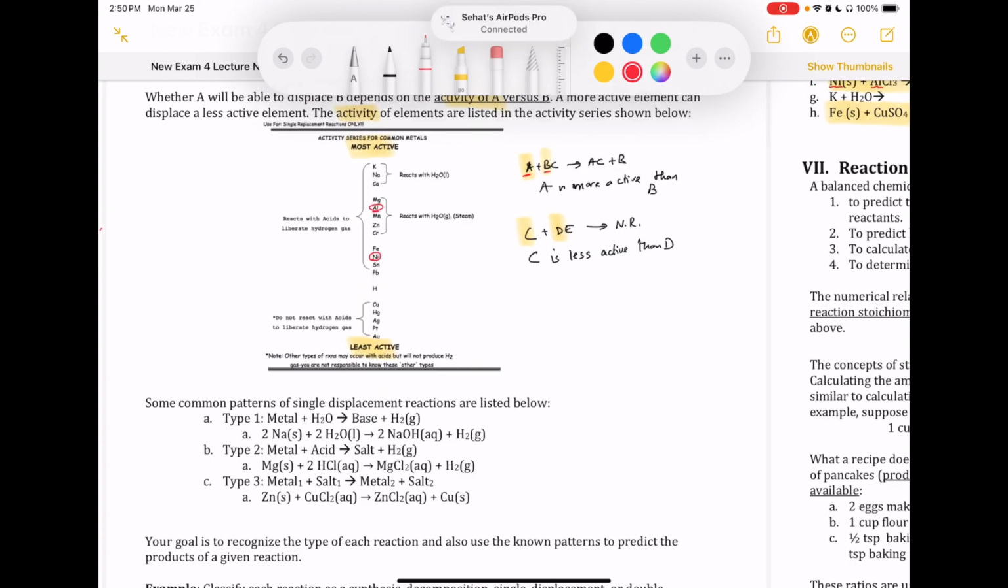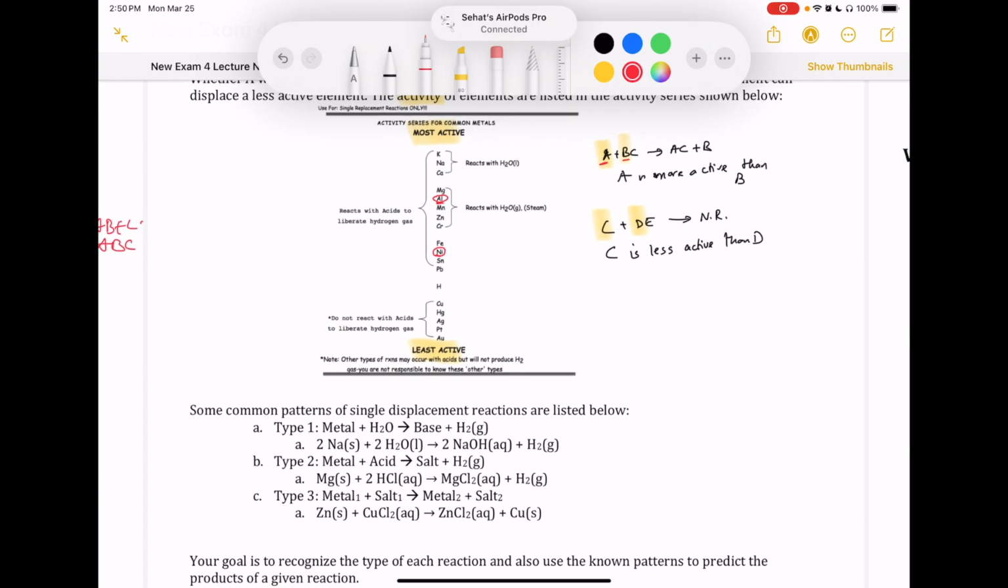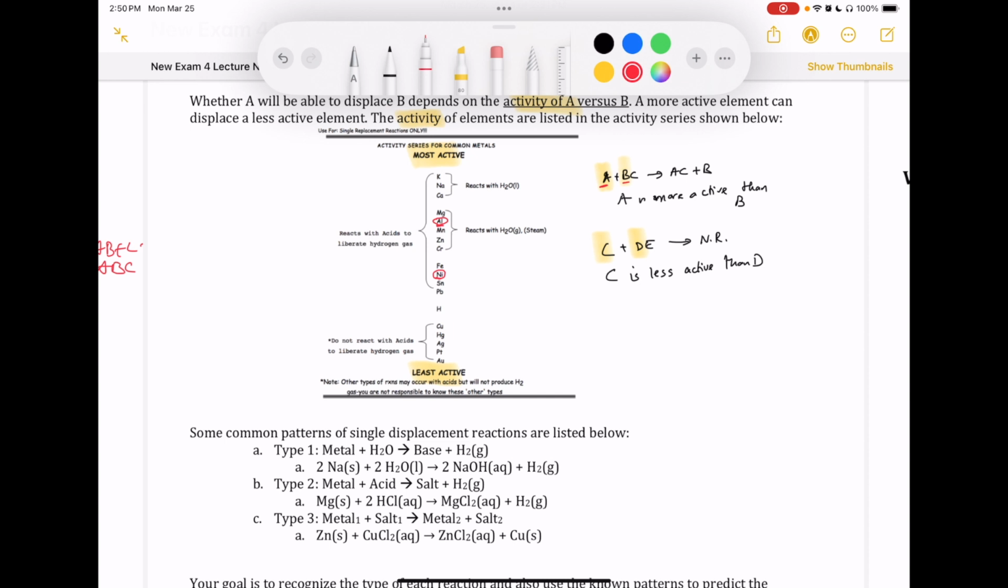So now I want to go back and take a look at a particular situation with single displacement reaction when hydrogen is involved, okay? So keep in mind that the elemental form of hydrogen is H2, as you may remember, right?